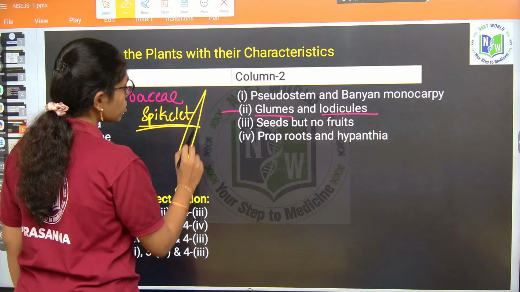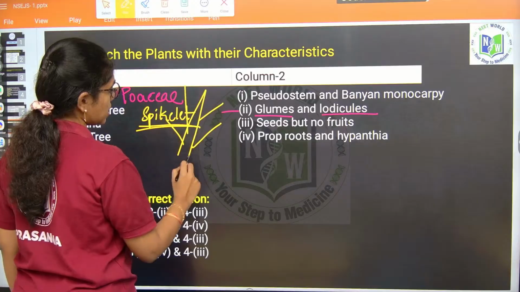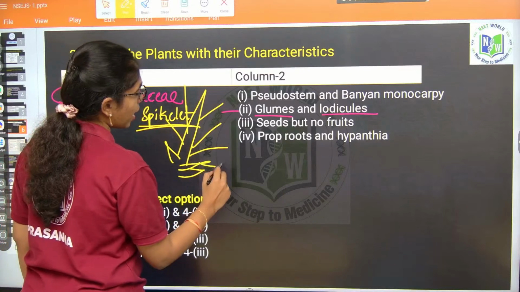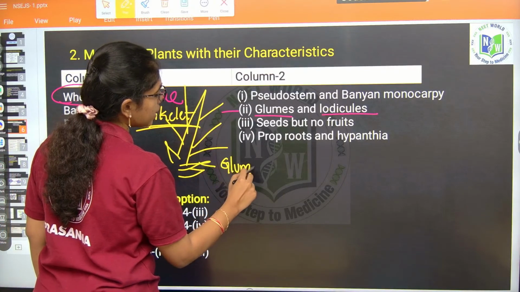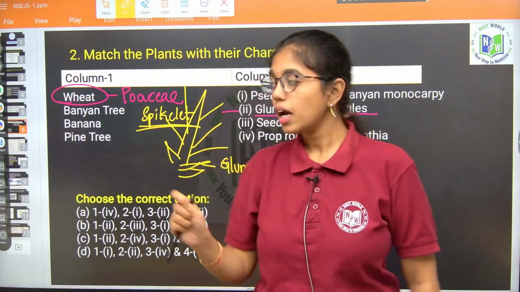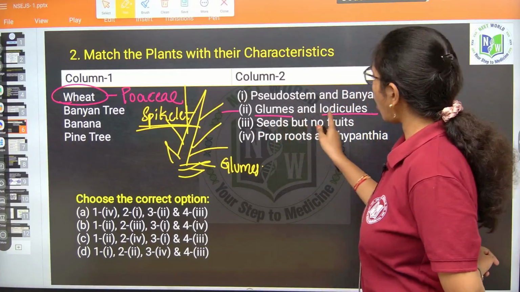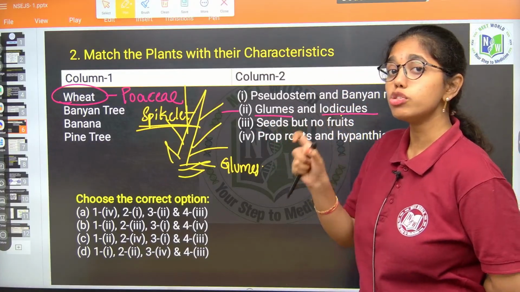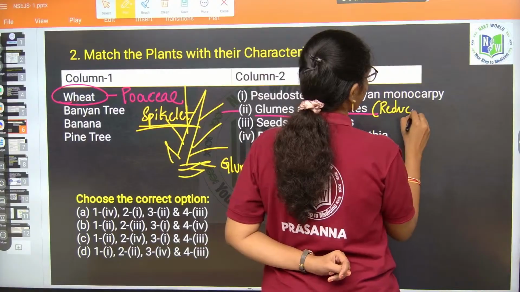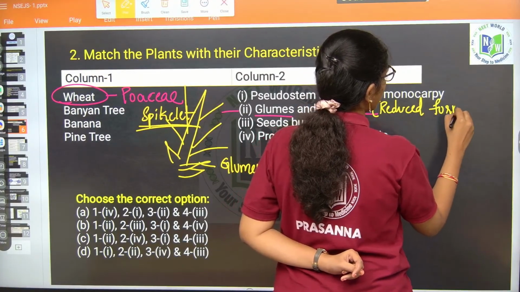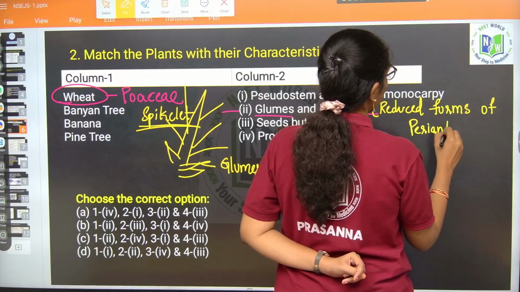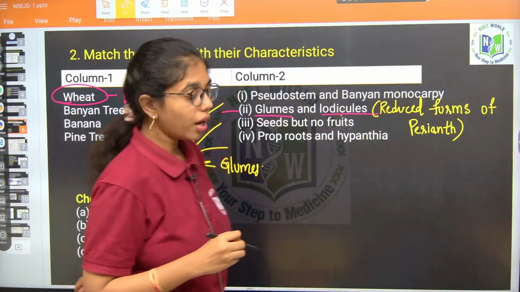At the base of this spikelet inflorescence, small leaf-like bract-like structures are called glumes. Glumes are nothing but small bract-like structures at the base of the spikelet. Lodicules are the reduced forms of perianth. Lodicules are reduced forms of perianth.